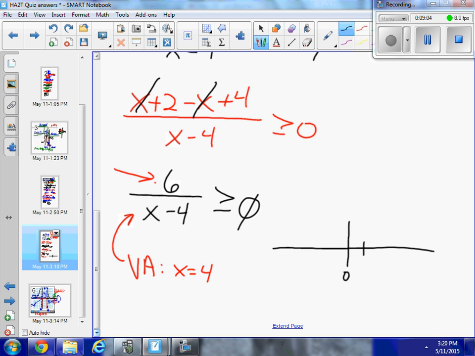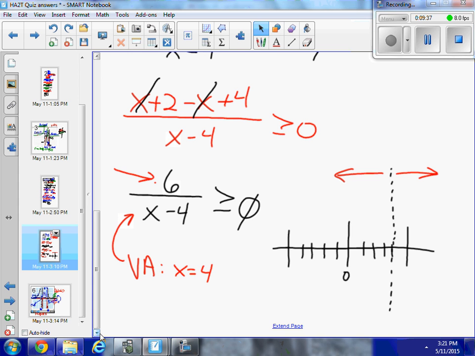0, 1, 2, 3, 4, 5, -1, -2, -3, -4, -5. And I know the only place it can possibly change is right there. So all I have to do is test one number on that side and one number on that side. Because all the numbers, whether they turn out negative or positive, are going to be the same on this side and the same on that side. So I'm going to test out the number 0.